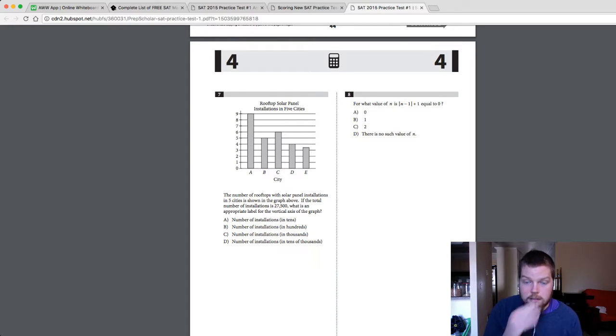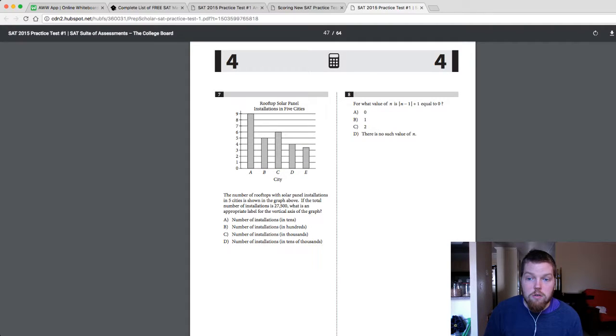So since the smallest number that we can make inside of the absolute value is 0, and then we're going to add 1 to it on the end here, we're never going to be able to make something equal to 0, because the smallest number we can make inside the absolute value, like I just said, is 0. And then we're going to add 1 to it, and we can't make a negative number inside of the absolute value parentheses because it's always going to turn out positive. So I would go with D. There is no such value of n.